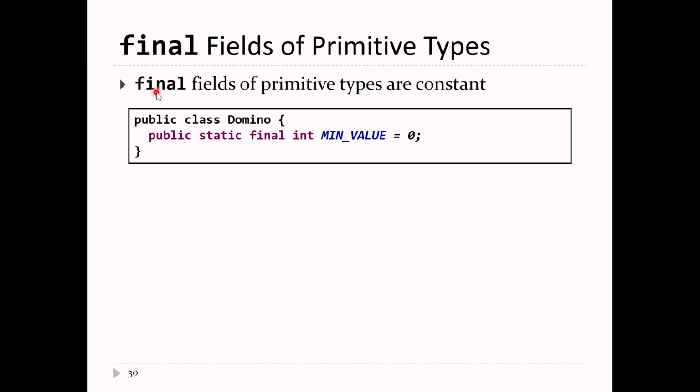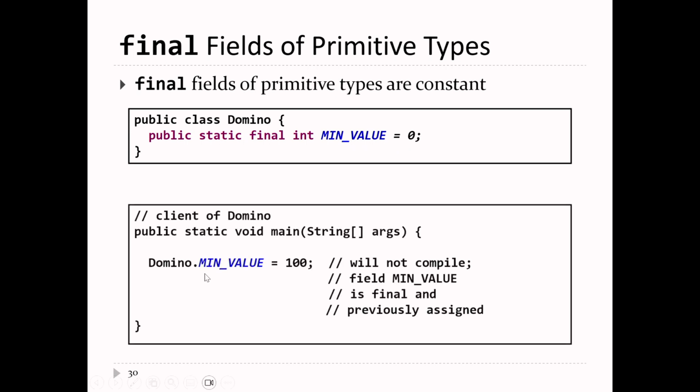Now, this keyword final really confuses a lot of new Java programmers, so I have to go through some examples here. If you have a primitive type field and you mark it as final, then that thing really is constant. There's no way for you to change min value because you've given it a value here. If you try to write Domino.minValue equals something anywhere else, even inside the Domino class itself, the compiler will flag that as an error. It'll say you've given it a value once and it's final, so you can't reassign. So a final primitive value is basically a constant.